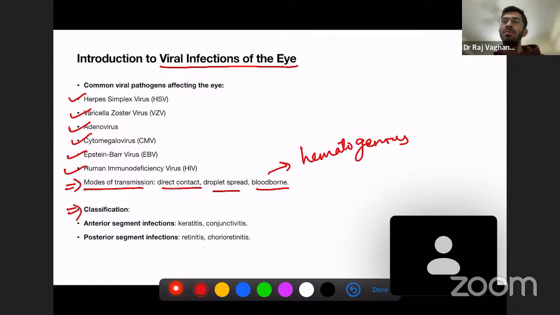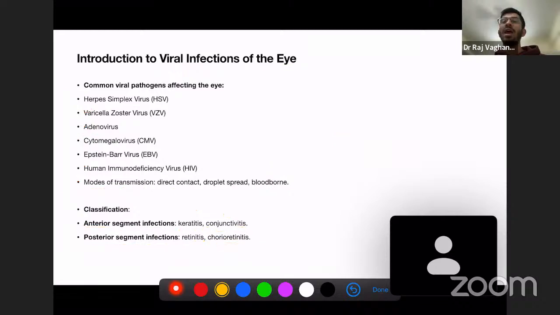So yes, it is very easy to remember: keratitis and conjunctivitis in the anterior segment, because of the presence of the cornea and conjunctiva on the anterior side of the eyeball. On the posterior side we have the retina and the choroid. So retinitis and choroiditis can happen in the posterior segment infections.